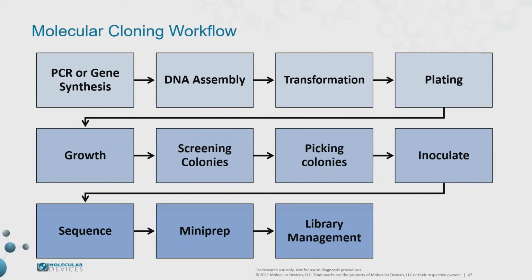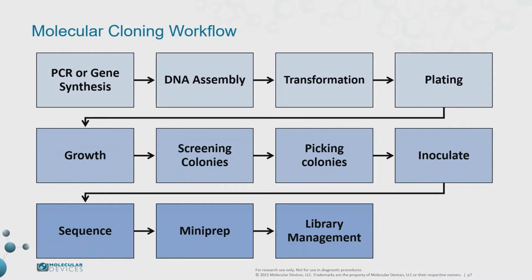In a molecular cloning workflow, genes of interest are amplified, synthesized, and assembled into vectors, then inserted into microbes via a process known as transformation for gene copy. Transformed microbes are plated and streaked onto agar plates for growth. Then colonies are manually screened and picked based on size, color, fluorescence, or proximity, then inoculated into broth for downstream hit identification and library management.